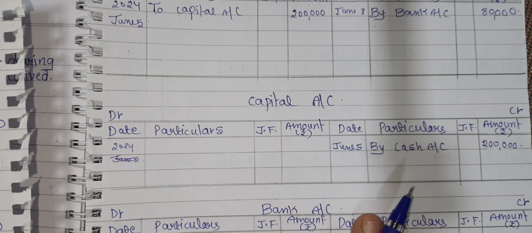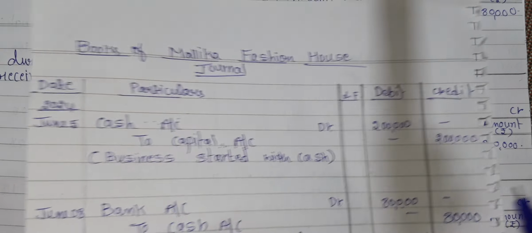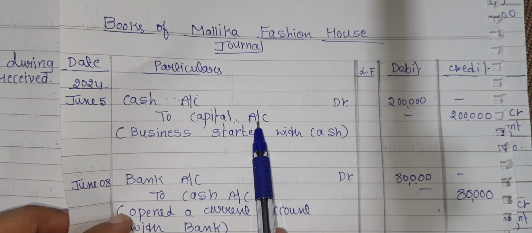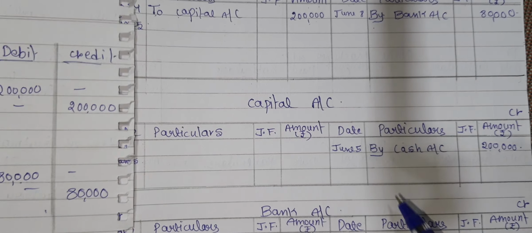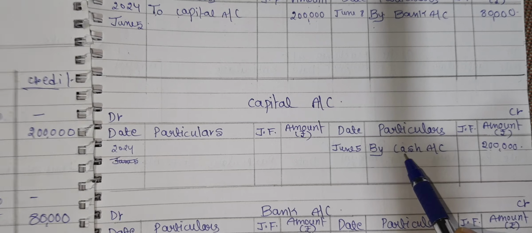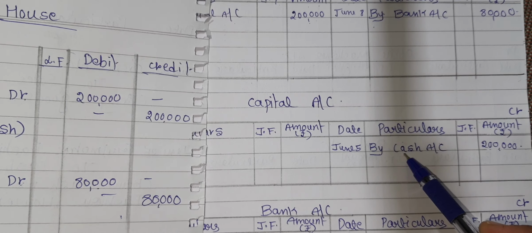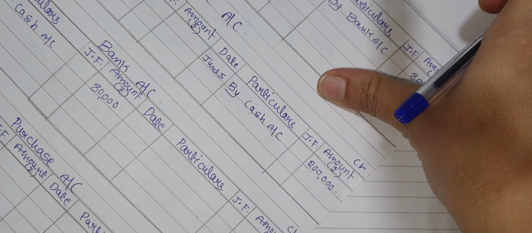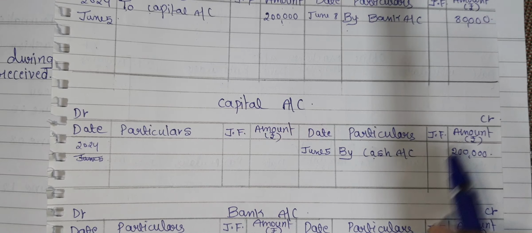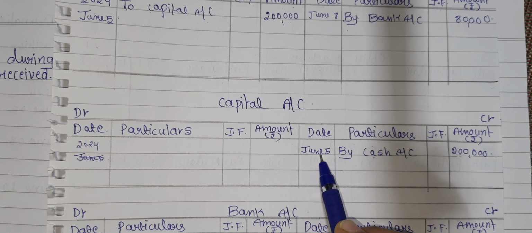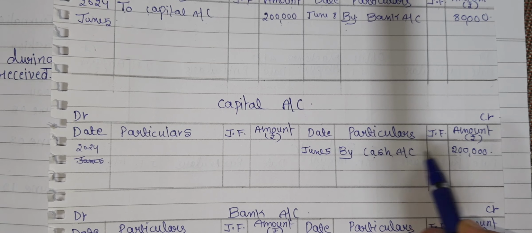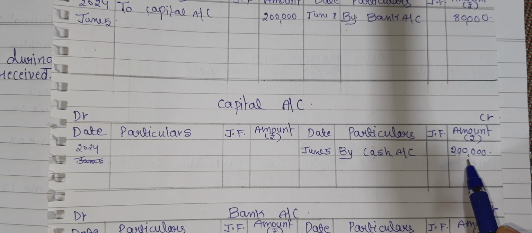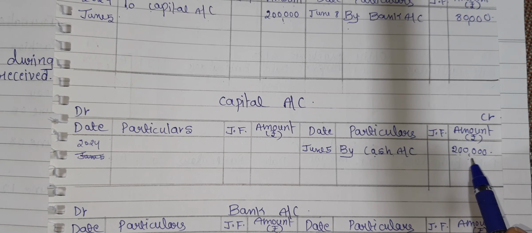And here we have opened capital account, and here capital account is credited. So come to the credit side of capital account and write down exactly the opposite entry of capital account, that is cash account. So write down cash account. See here, on June 5th, 2024 by cash account, that is rupees 2 lakh. In this way we have to post the entries from journal to ledger.